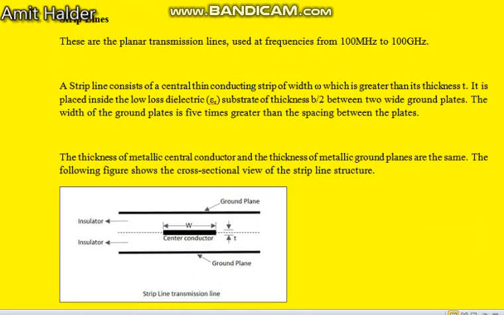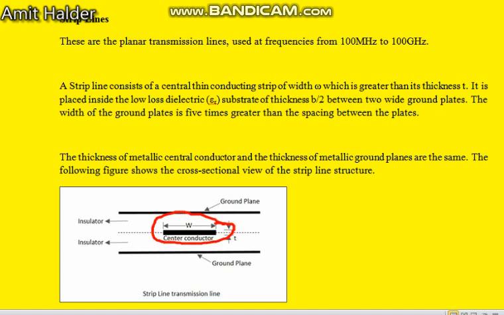Now these are the strip lines. These are the planar transmission lines. Planar means it has a plane inside. There is a ground plane on the outer side, and there is a center conductor inside, as you can see, and there are two insulators right there. So these are known as the strip lines. There is a center conductor, that is the strip, so the line has been known as a strip line.